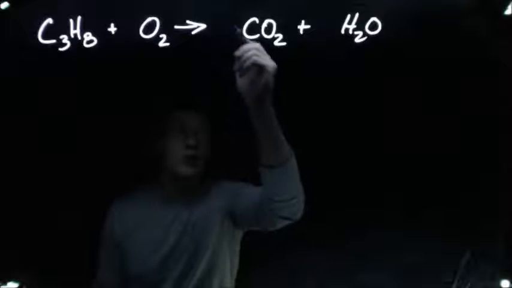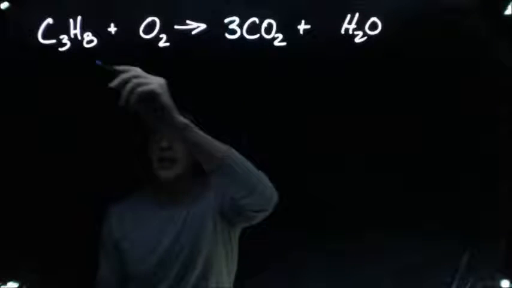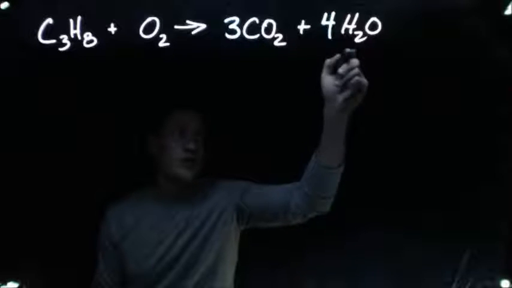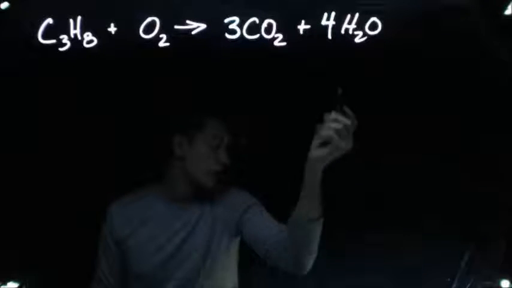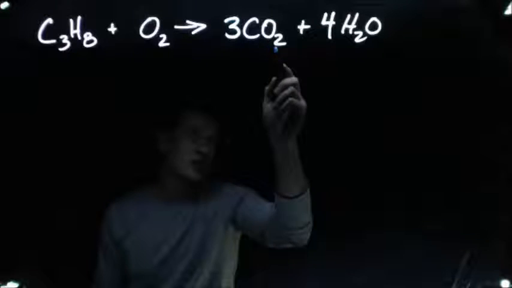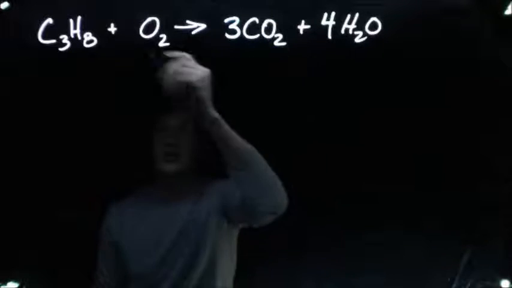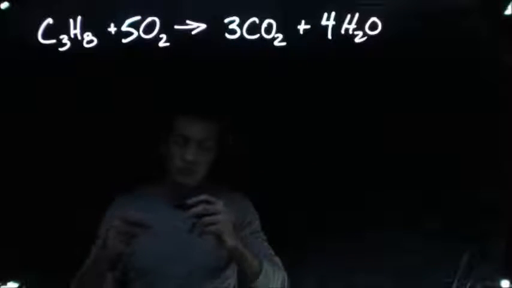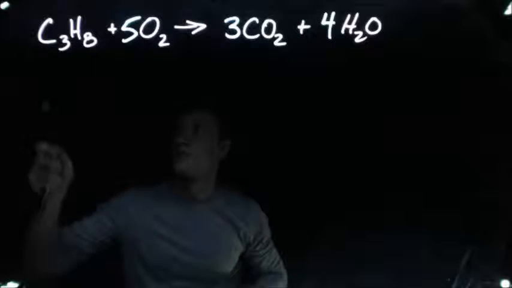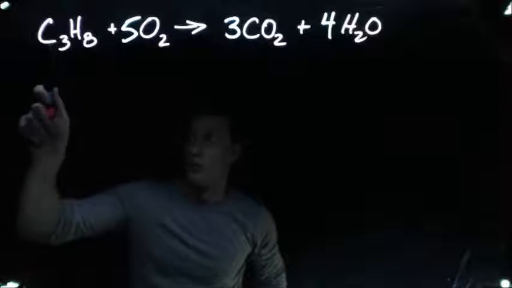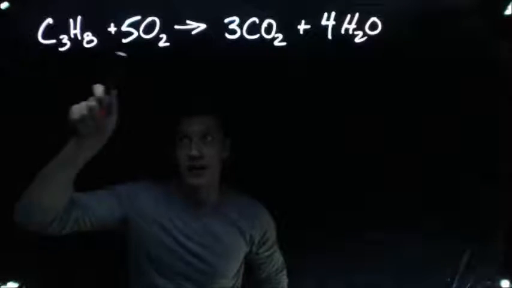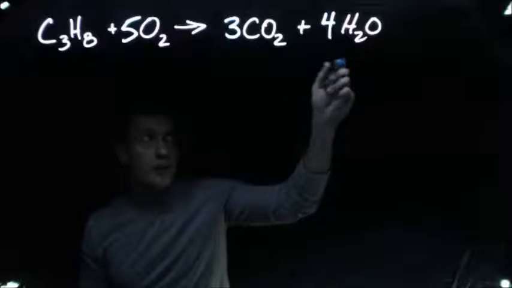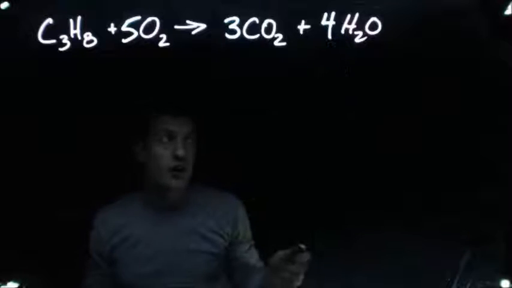So 3 carbons, so I'll need 3 carbon dioxides, 8 hydrogens. So that means if I have 4 sets of water, that will give me 8 hydrogens. And then that's going to give me 6 oxygens, 4 oxygens, 10 oxygens. So 5 sets of O2 will balance that. So what that means is, for 1 mole of propane, I need 5 moles of oxygen. It will produce 3 moles of carbon dioxide and 4 moles of water.